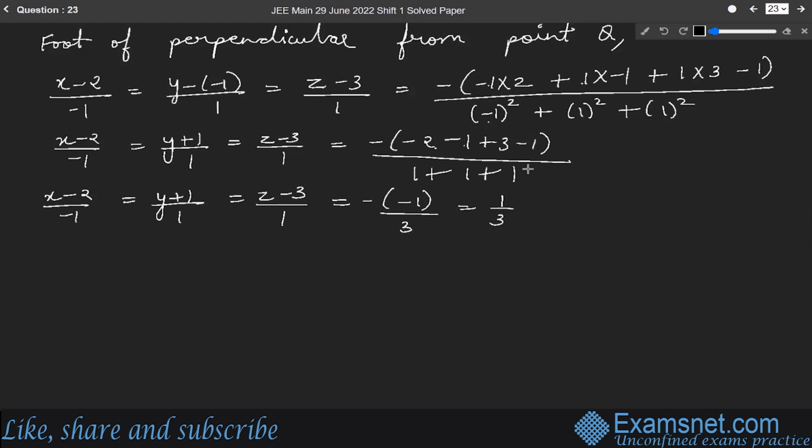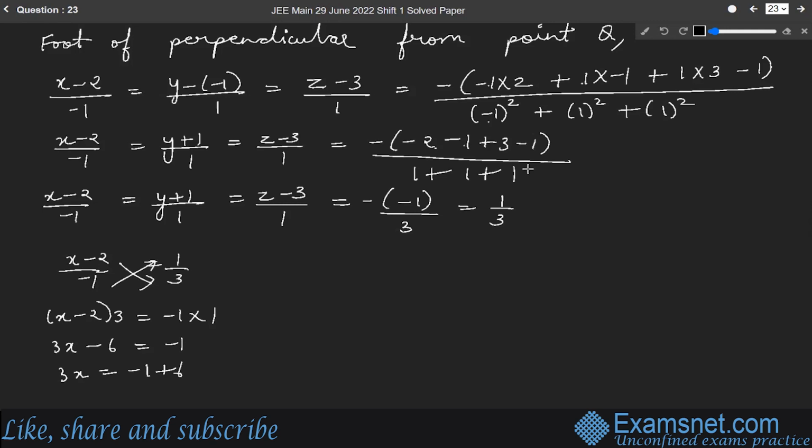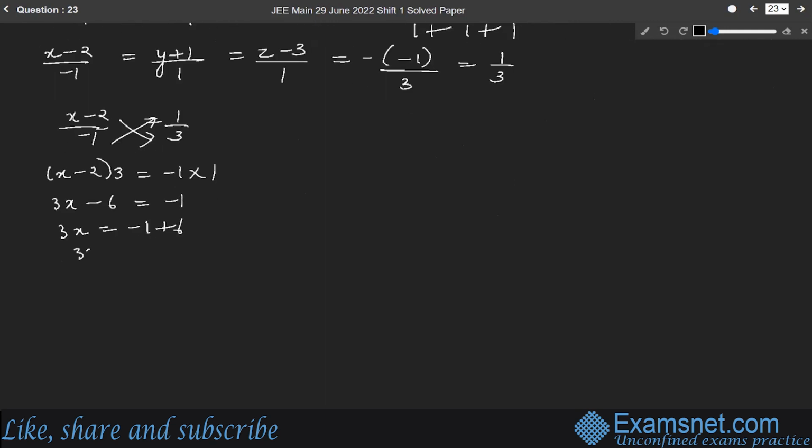So equating the first term. What is the first term here? x minus 2 upon minus 1 is equal to 1 by 3. On cross multiplying, we have x minus 2 into 3 is equal to minus 1 into 1. So x into 3 is 3x, minus 2 into 3 is minus 6, equal to minus 1. 3x will be equal to minus 1 plus 6, and 3x will be equal to 5. So x will be equal to 5 by 3.